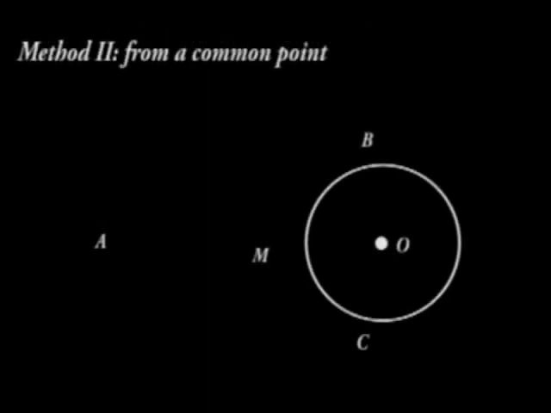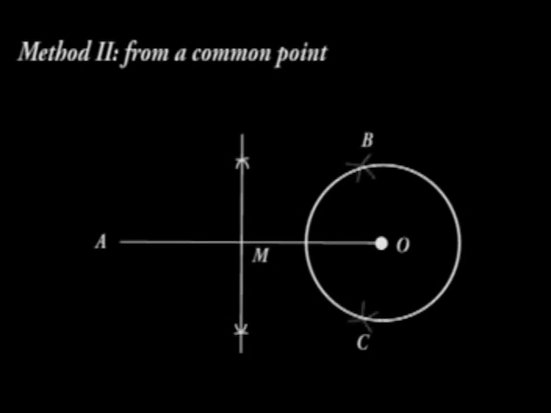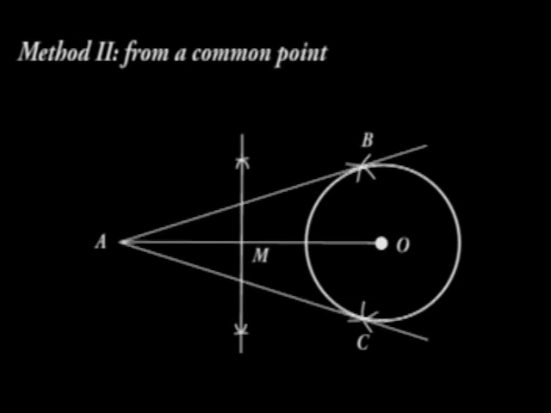Method 2 involves drawing a tangent from a common point. From a circle with center O, draw line OA and mark A anywhere outside the circle. Construct a perpendicular to OA at M. With M as the center and MO as radius, mark two arcs on the circumference of the circle, B and C. Join points AB and AC. AB and AC are equal and are tangents to the circle.